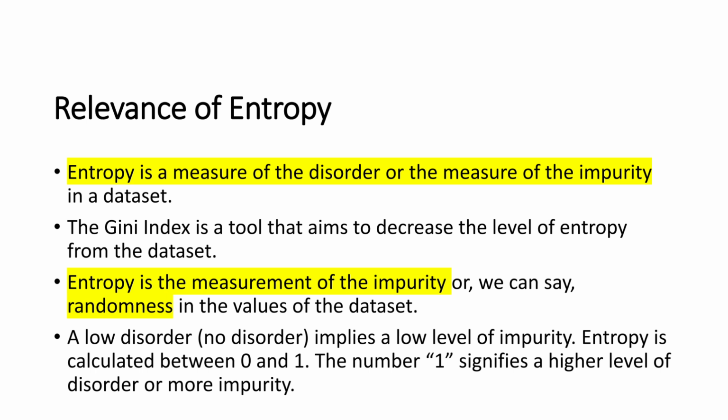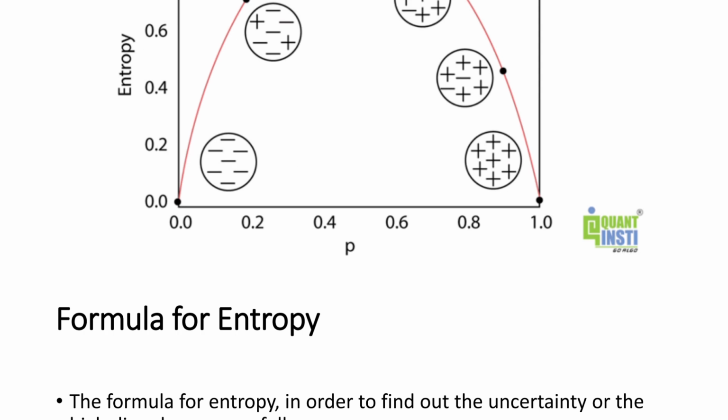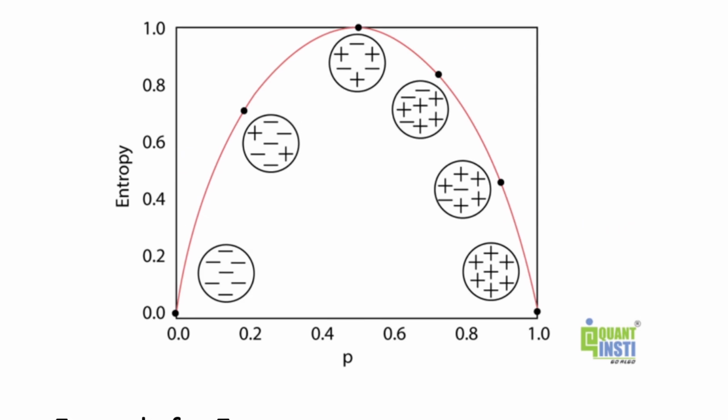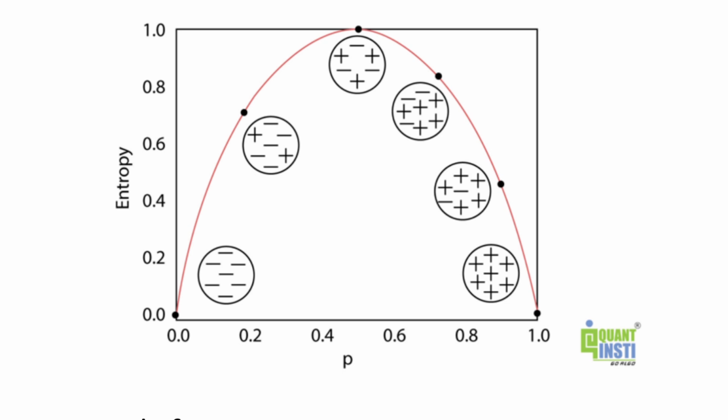Relevance of entropy: entropy is a measure of disorder, a measure of impurity in the data set. Gini index is a tool that aims to decrease the level of entropy from the data set. So it is the measurement of impurity. You can see that in the graph. Probability is from 0 to 1. Entropy is also from 0 to 1. If all belong to one class, positive or negative, the entropy value will be 0. If equally distributed, then it is 1.